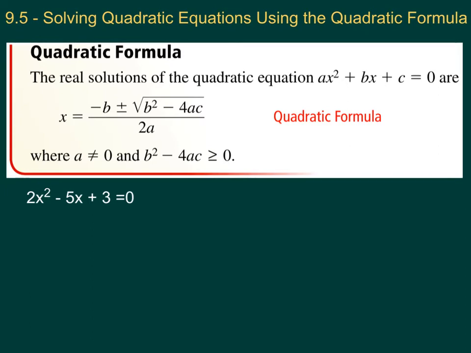The formula is x equals negative b plus or minus square root b squared minus 4ac all over 2a.